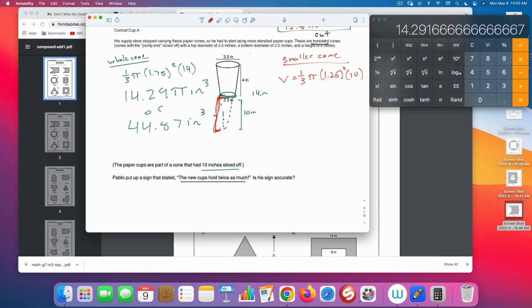Let's start plugging it in. 1.25 squared times 10 divided by 3. 5.21. We're going to round up. Pi, or give me the non-pi number.